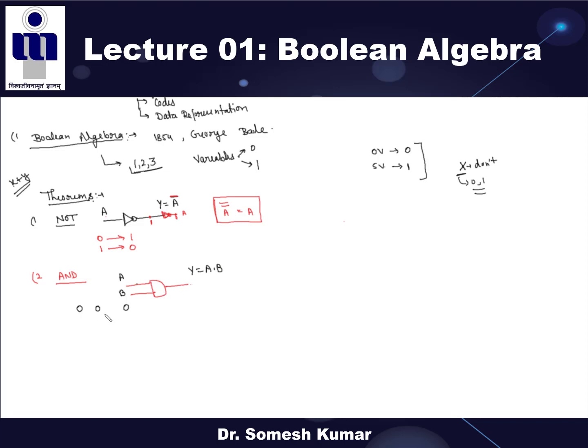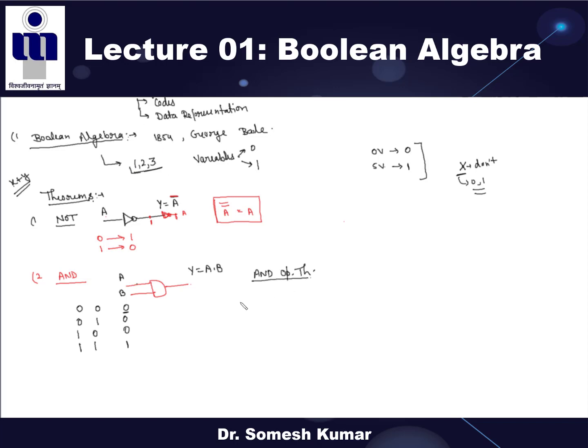If both inputs are 0, 0, what is the output? If one input is 1, then what is the output? In the other case it is 0, and if both inputs are 1, 1, what is the output? Output is 1, right? So this is your AND operation. Now the AND operation theorem is, see, the meaning of these theorems is that we will use all these theorems to solve the expression using Boolean algebra, right?